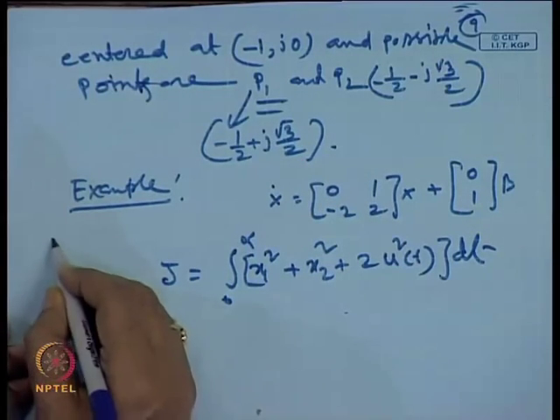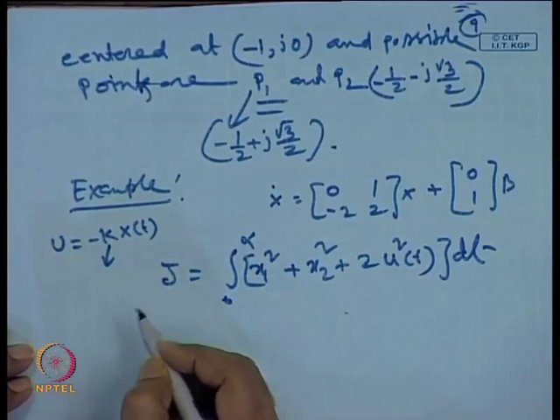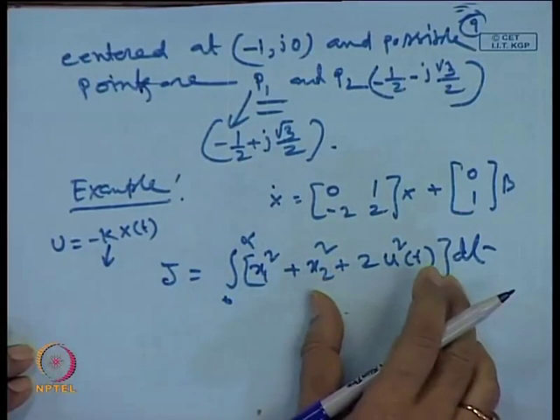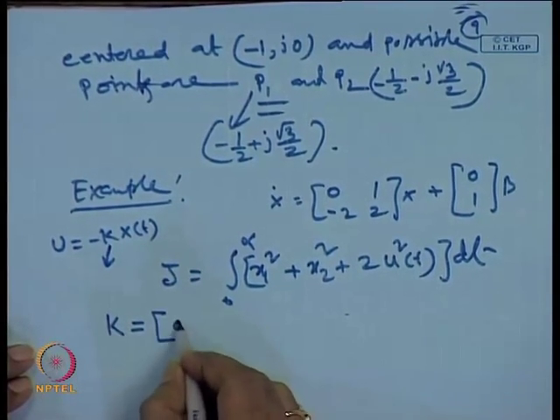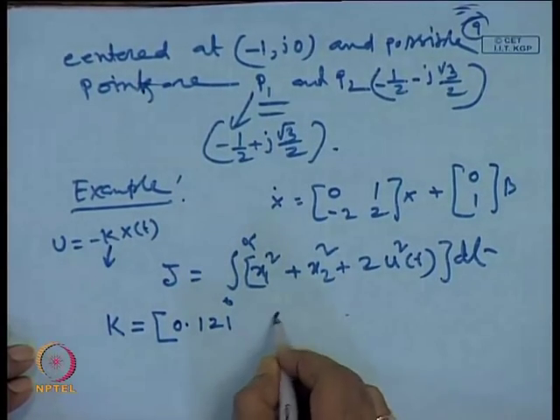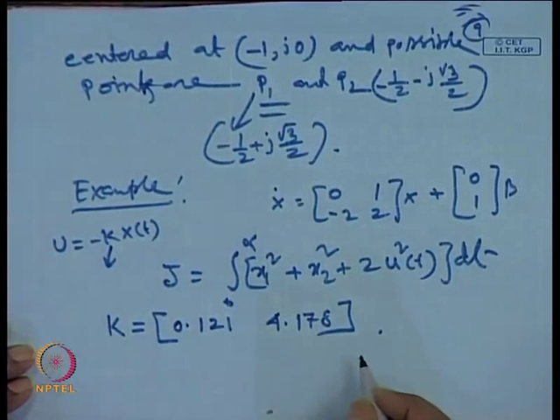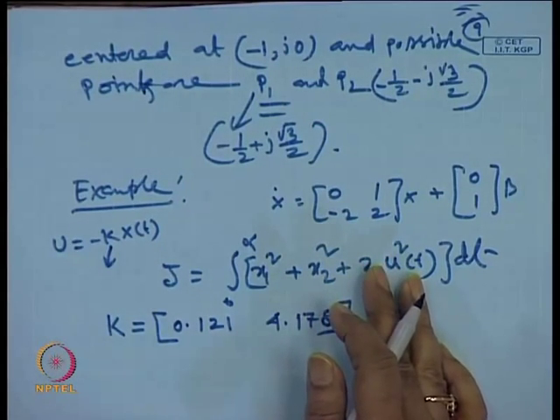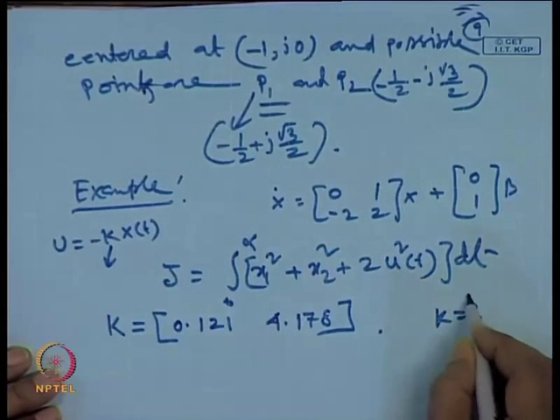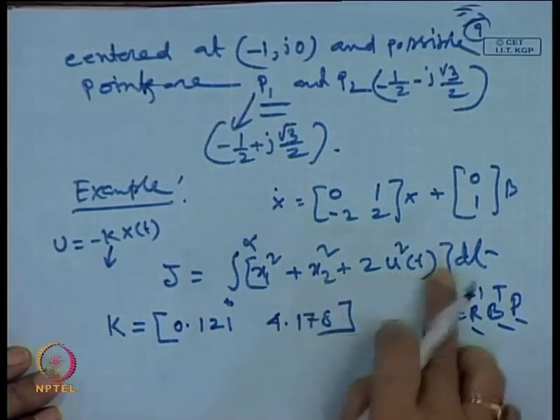Our problem is to design a controller u is equal to minus K x(t), where K is the controller gain, based on the LQR design technique. If you recollect, we got the controller gain 0.121 and 4.178. How did we get it? We solved the Riccati equation, then K is equal to R inverse B transpose P. P you know, B you know, R you know from this expression.